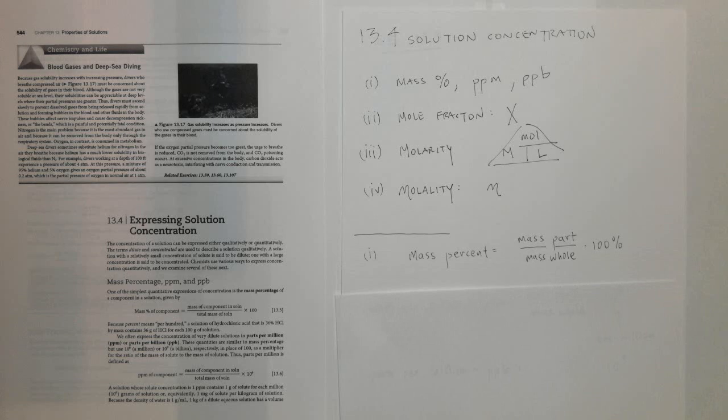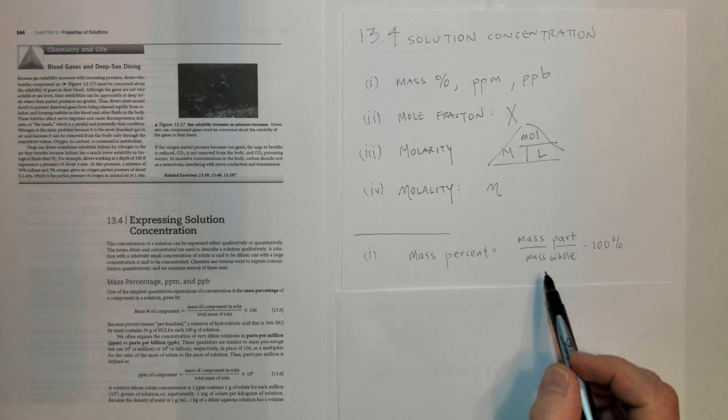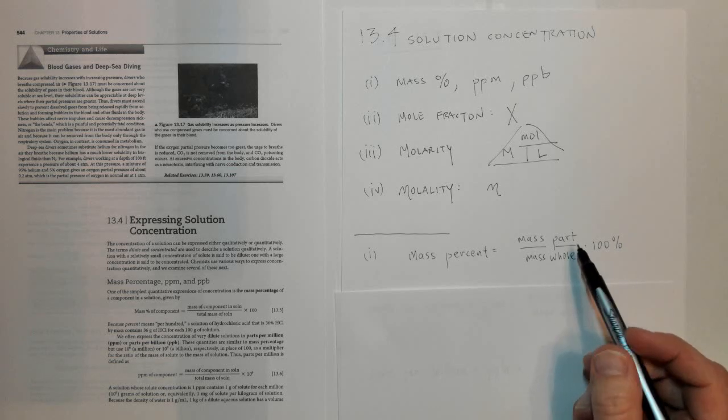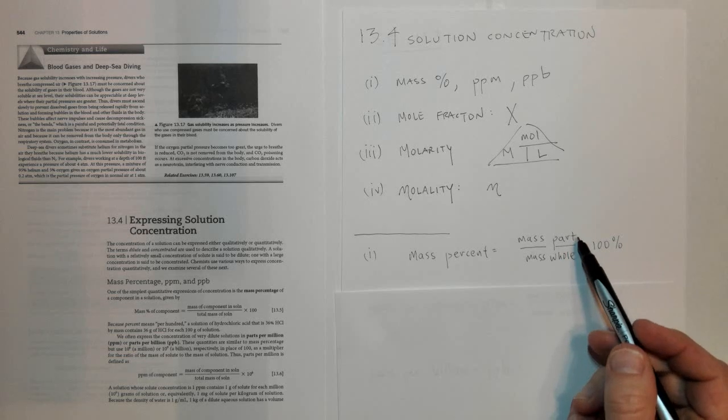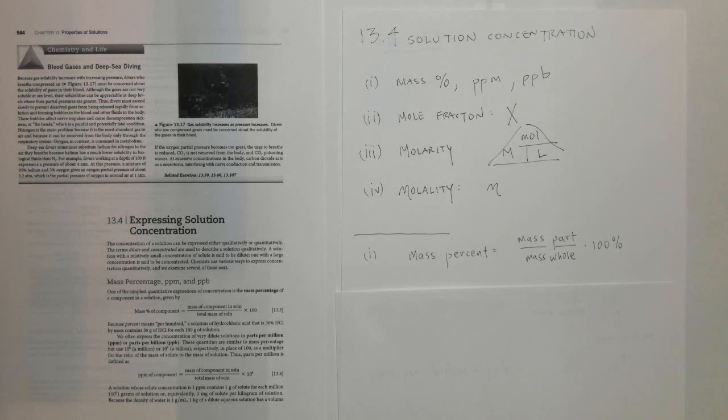So first, let's look at mass percent, parts per million, parts per billion. Mass percent is equal to mass of the part of the thing that we're interested in divided by the mass of the whole solution, usually measured in grams. Put both in the same set of units and then multiplied by 100%, part divided by whole.